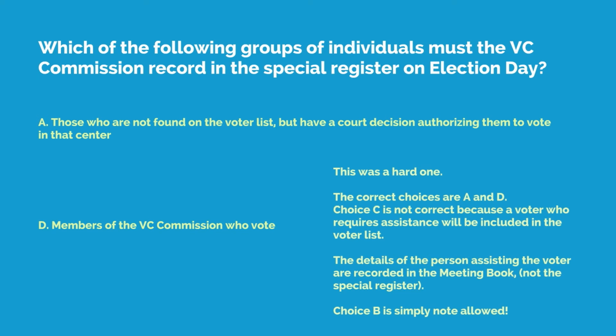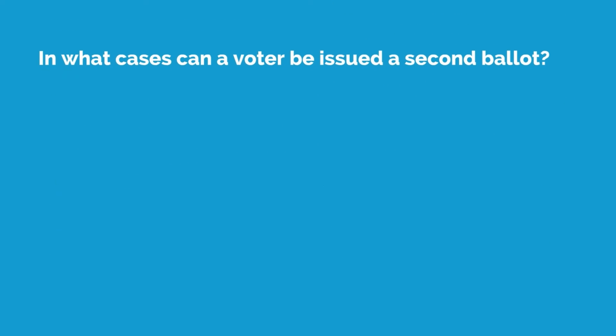This was a hard one. The correct choices are A and D. Choice C is not correct because a voter who requires assistance will be included in the voter list. The details of the person assisting the voter are recorded in the meeting book, not the special register. Choice B is simply not allowed. If you got this right, you're pretty ready to observe. Let's try another hard one.